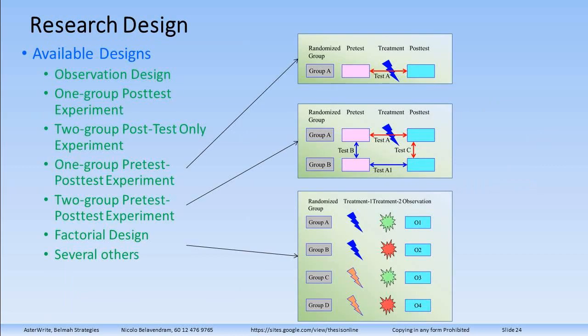Many researchers do not know which research design is required for their study. Many simply use the before-after design because they are unaware of other designs. Many researchers are also intimidated by the complexity of the data analysis. With AsterWrite, researchers can deploy several research designs.